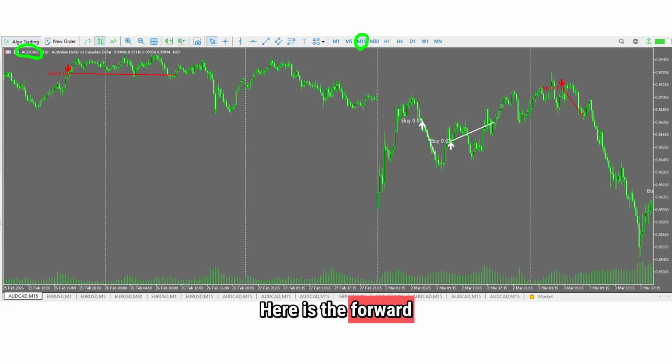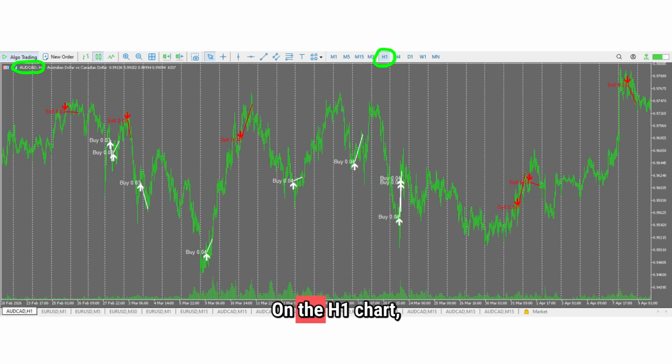Here is the forward trade history plotted on the AUDCAD M15 chart. White arrows are buy trades. Red arrows are sell trades. You can see that the EA often enters after price has already moved in one direction. On the H1 chart, the same tendency is visible. It does not look like a classic trend-following breakout EA. It looks more like a limit order reversion strategy.